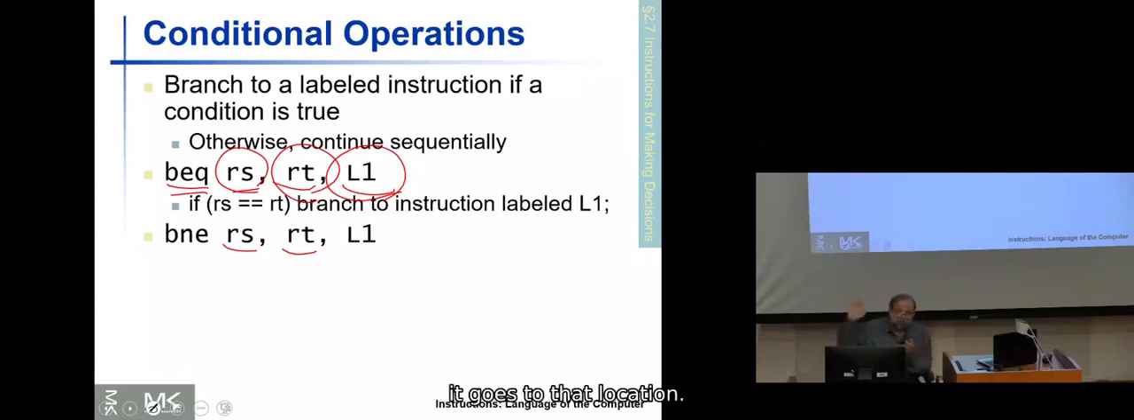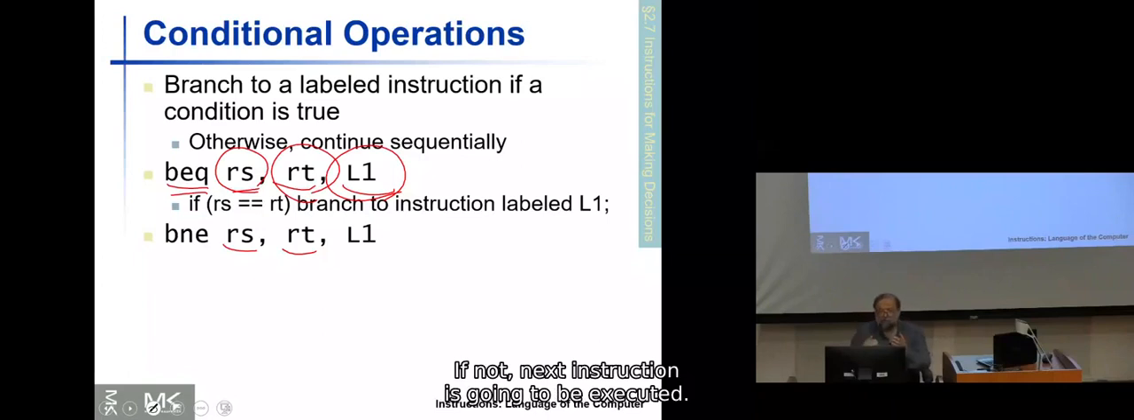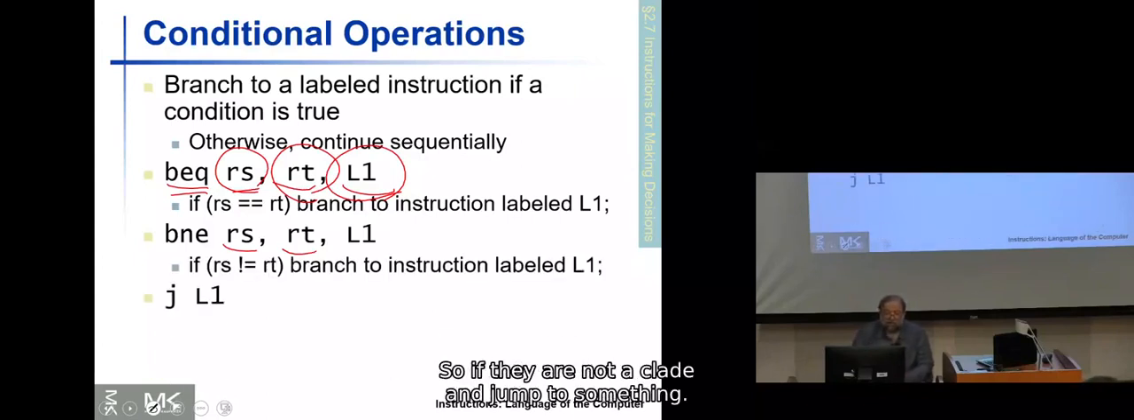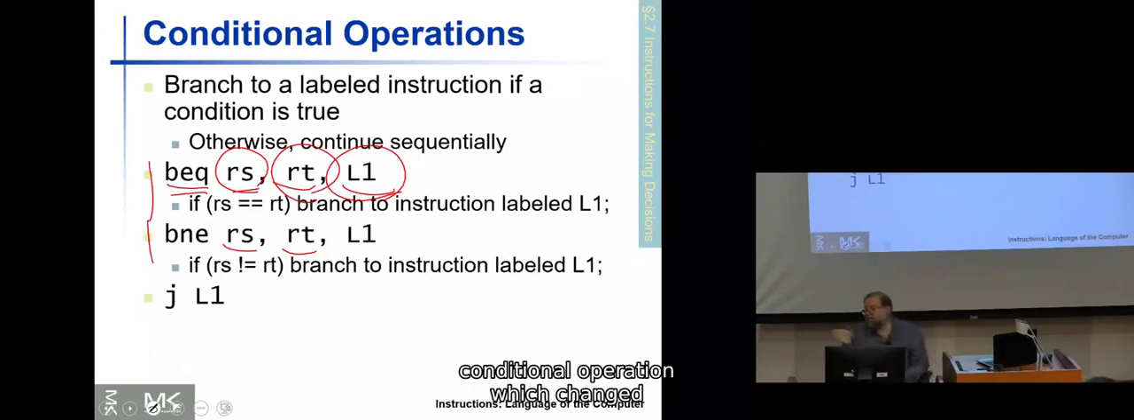If it is taken, it goes to that location. If not, the next instruction is going to be executed, and then again the next, again the next. Even if it is taken and it goes to another place, then this instruction is executed, then the next instruction, until we reach another branch instruction, which again changes the path of the execution. So if they are not equal, then jump to something. So this was the first kind of conditional operation which changed the path of the execution.